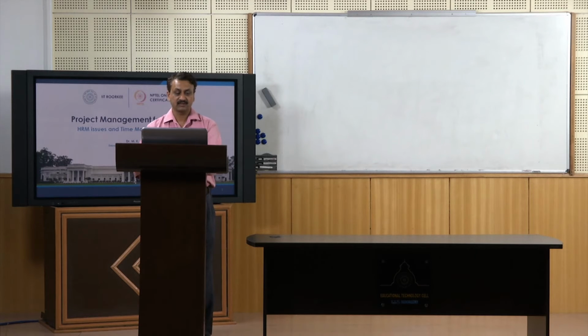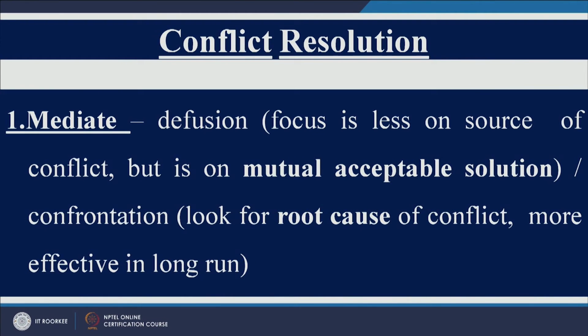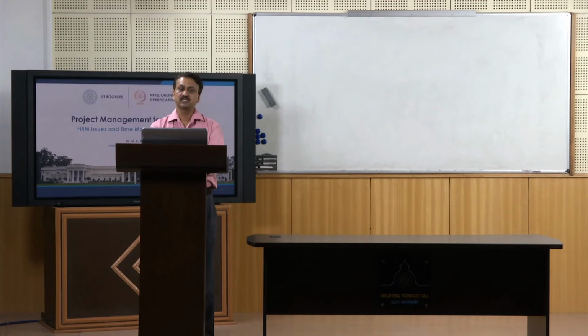Or you can have a confrontation situation. Let both of them sit together, let them confront each other and try to find out the root cause of the conflict, right. So which is better? Obviously the second method is better, right. Confrontation is better because you are looking at the root cause and it would be effective in the long run, right. So mediation is one of the methods of conflict resolution, right. So diffusion and confrontation.